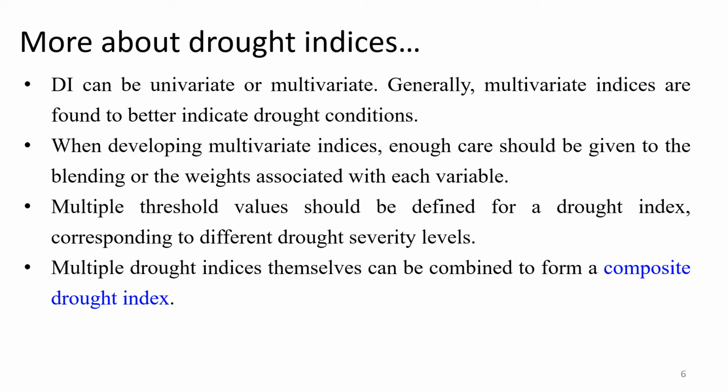Instead of using multiple variables to define a drought index, sometimes several drought indices themselves are combined together to form a drought index, which people generally call a composite drought index. An example of a composite drought index or a drought product is the USDM, United States Drought Monitor, which is an operational drought indicator product in the US.